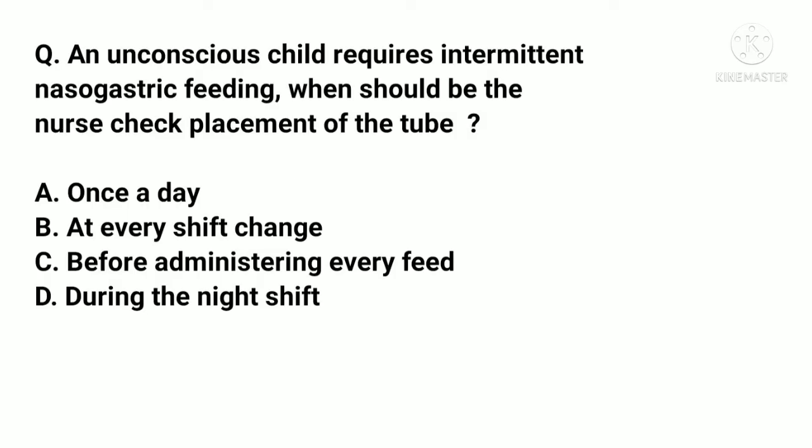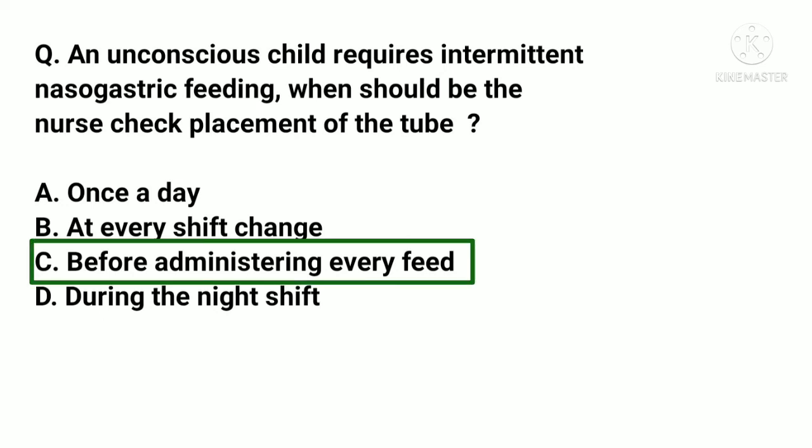An unconscious child requires intermittent nasogastric feeding. When should the nurse check placement of the tube? A. Once a day. B. At every shift change. C. Before administering every feed. D. During the night shift. And the correct answer is C. Before administering every feed. Every time before giving feeding, make sure that the tube is in right position by aspirating a small amount, 5 ml to 10 ml, of stomach contents.